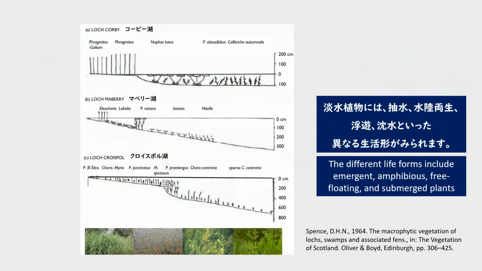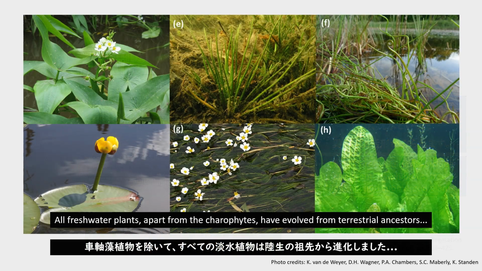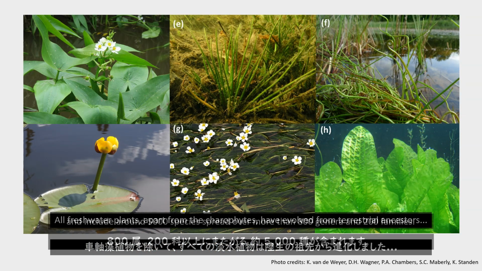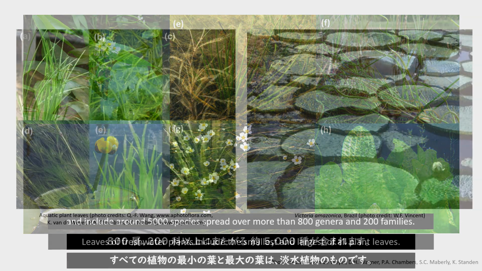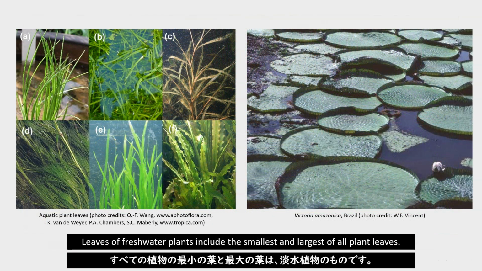The different life forms include emergent, amphibious, free-floating, and submerged plants. All freshwater plants, apart from the charophytes, have evolved from terrestrial ancestors. And they include around 5,000 species spread over more than 800 genera and 200 families. The leaves of freshwater plants include the smallest and the largest of all plant leaves.